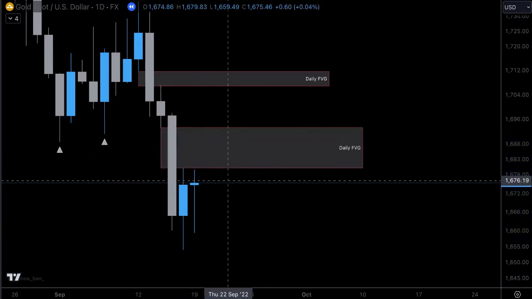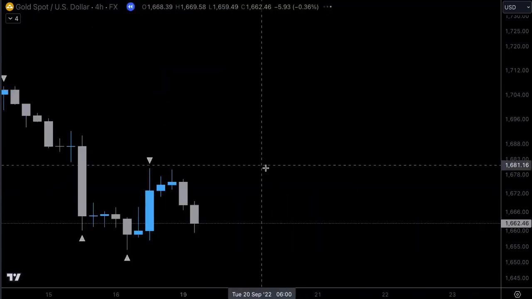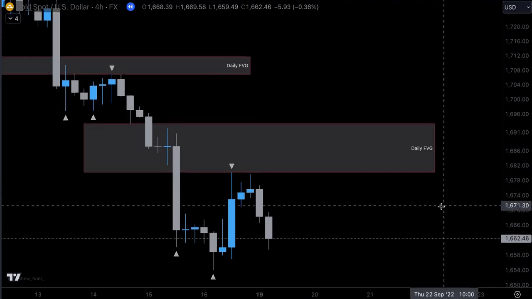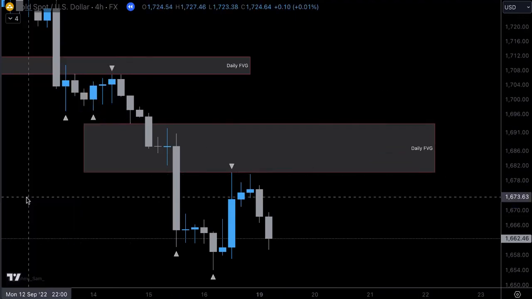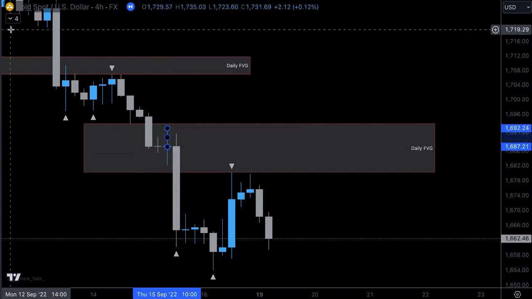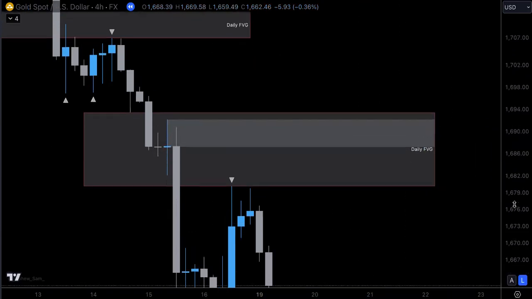Now that we understand that the trend is to the downside, what we want to do is pop over to the 4-hour time frame, and this is the execution time frame where we're going to be looking to get involved in this market. Now that we're on the 4-hour, what we can do is identify our 4-hour order block. The order block is essentially the last up move before the aggressive sell-off. So we can mark that on here.